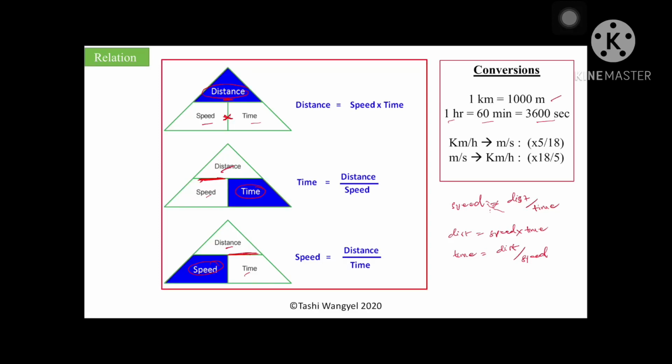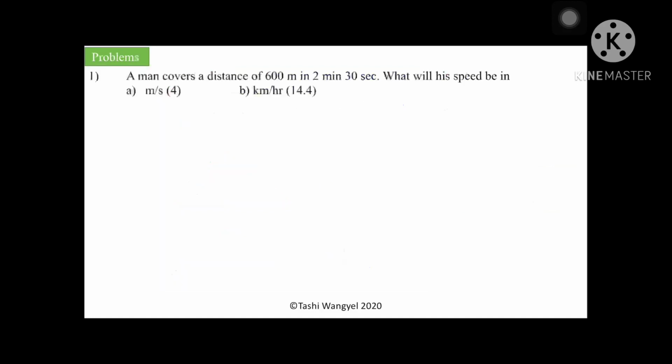To convert kilometer per hour to meter per second, multiply by 5 by 18. To convert meter per second to kilometer per hour, multiply by 18 by 5. Simple. So these are the speed, time and distance relations. Speed is equal to distance by time.